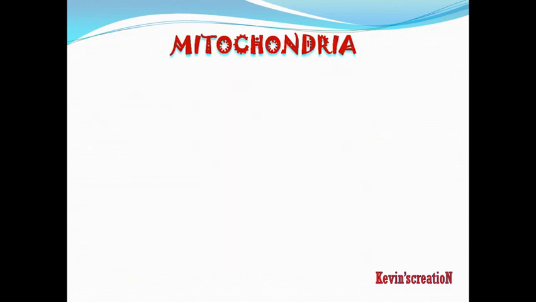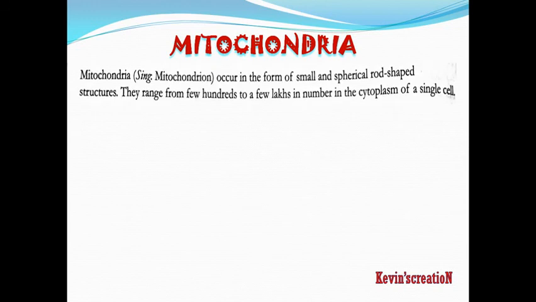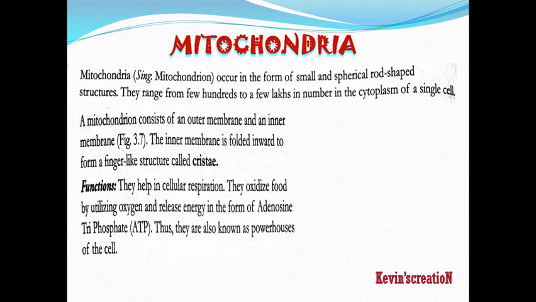Then comes mitochondria. This is plural, singular is mitochondrion. If you are talking about one, it is mitochondrion. So mitochondria occur in the form of small spherical or rod-shaped structures. They range from a few hundreds to a few lakhs in number in the cytoplasm of a single cell. That means in one cell you can find a few lakhs of mitochondria. Very, very important for the cell.